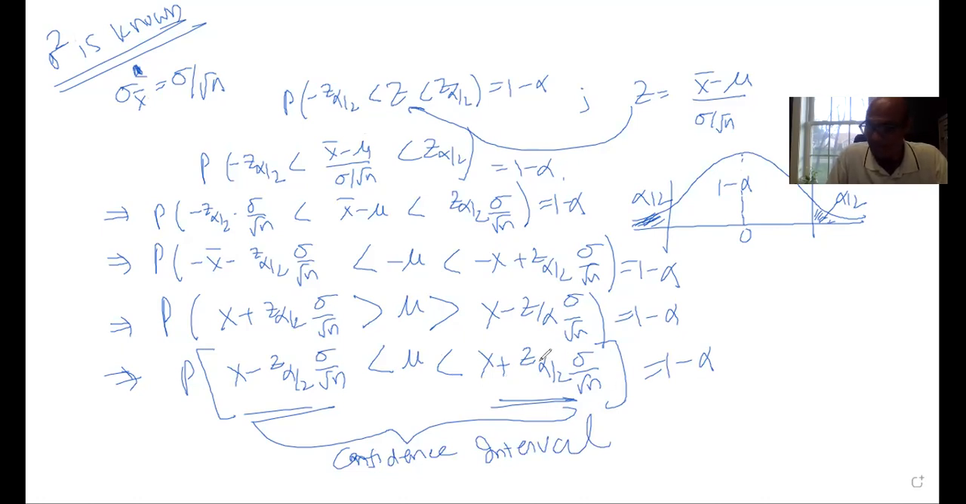The z alpha by 2 here is nothing but the z value leaving an area of alpha by 2 to the right. So I can mention a little bit over here that z alpha by 2 is the z value leaving an area of alpha by 2 to the right.